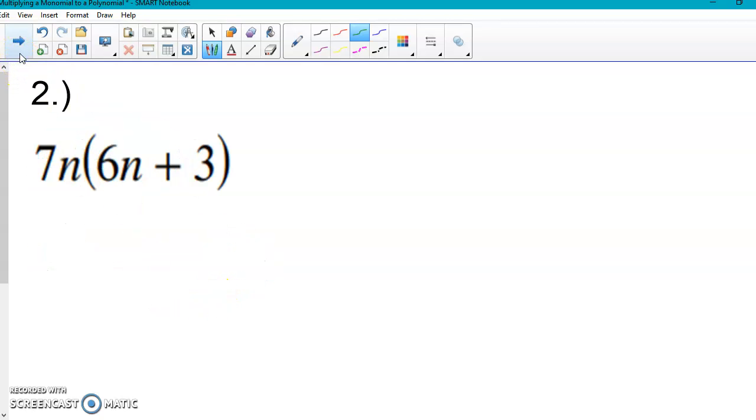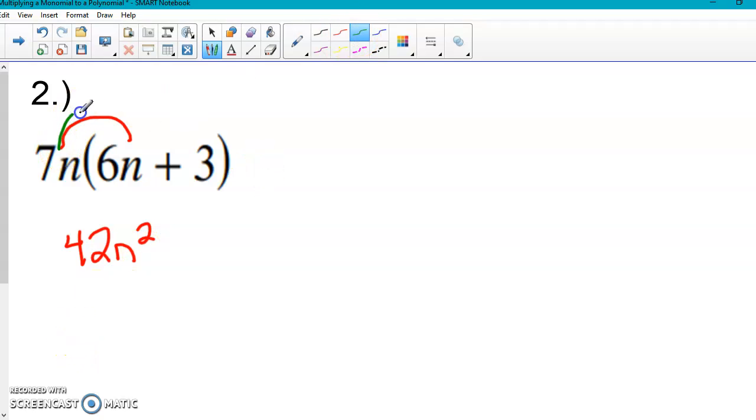All right, number 2, same thing. We have a monomial, so that's one term, times a binomial. Binomial means two terms. So we're going to grab 7n, take him to 6n. So do your numbers. 7 times 6 gets me 42. N times n is n squared.